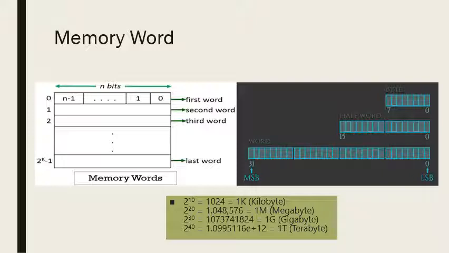The memory locations are addressed from 0 to 2 to the power k minus 1, that is, a memory has 2 to the power k addressable locations, and thus the address space of the computer has 2 to the power k addresses. Let us try some suitable values of k. 2 to the power 10 is 1024, that is 1 kilobyte. 2 to the power 20 is 1 megabyte. 2 to the power 30 is 1 gigabyte. 2 to the power 40 is 1 terabyte.